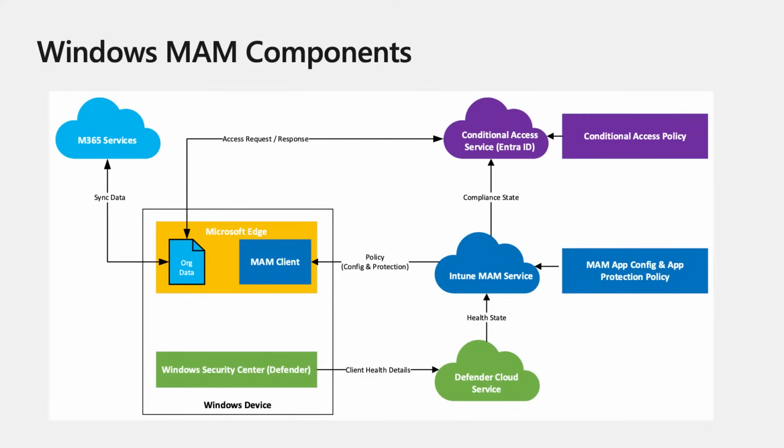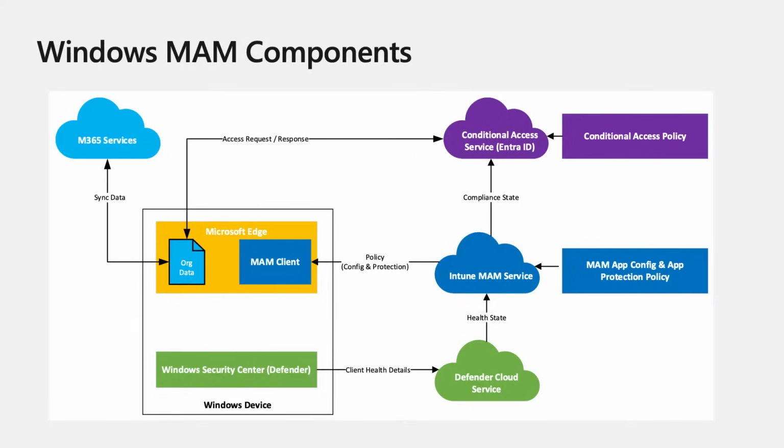From the Intune perspective, again, you'll use app protection policies and app configuration policies to tailor the deployment for your organization's requirements. Through our Intune service, that information will be sent down to a client component that's running within the Microsoft Edge application. And finally, from a configuration perspective, if you choose to use the Windows Security Center health checks, you'll set up a connector that connects the signal that goes through a Defender Cloud service to the Microsoft Intune service. When your end user attempts to access org data through Microsoft Edge, for example, going to office.com, all of these components will come together to ensure that your data is protected.